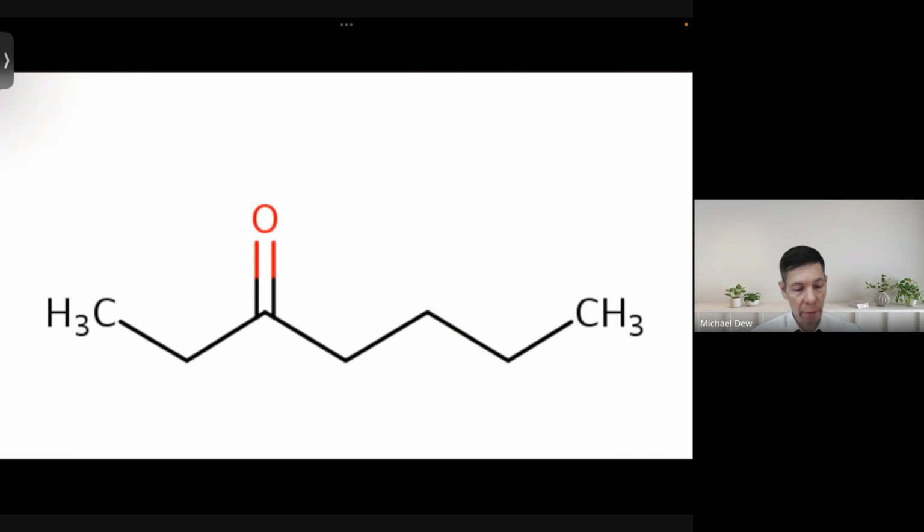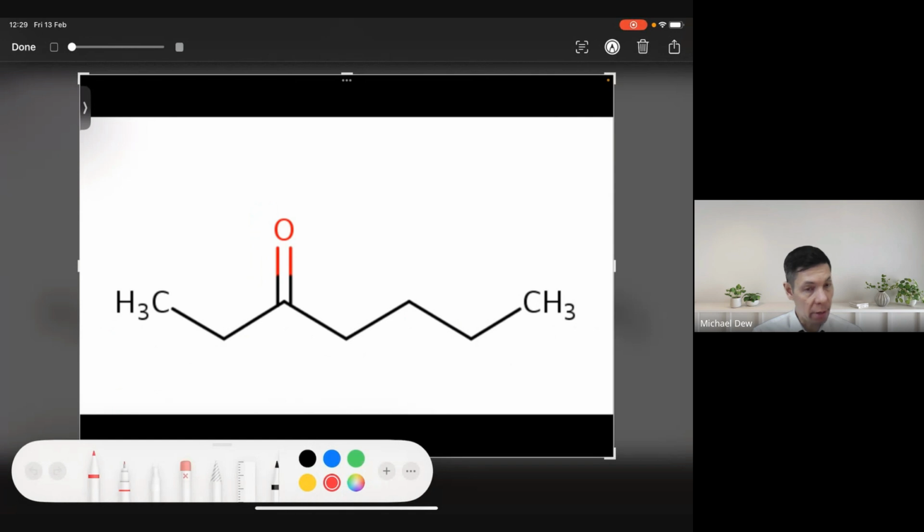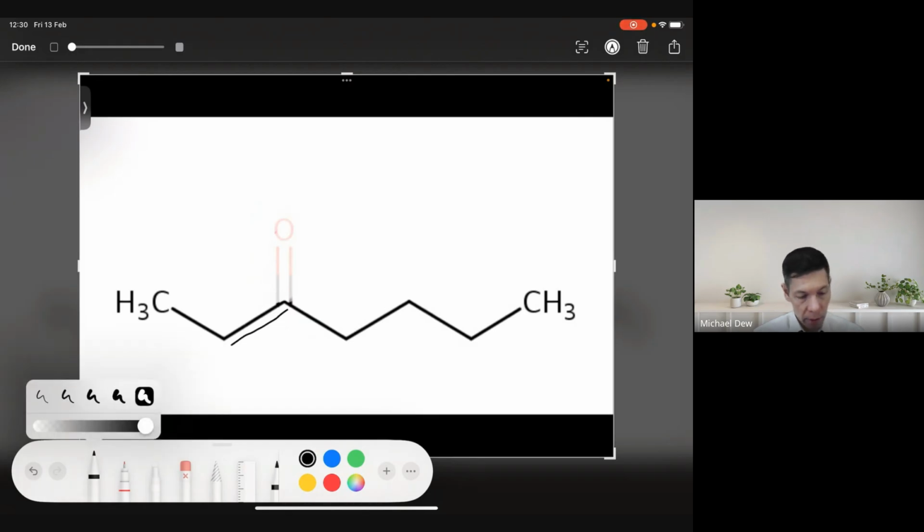And what if we had a carbon-to-carbon double bond? So let's say, for example, we didn't even have this functional group here. Let's say it was just this, heptane, but we had a double bond right here. So there's a double bond here.